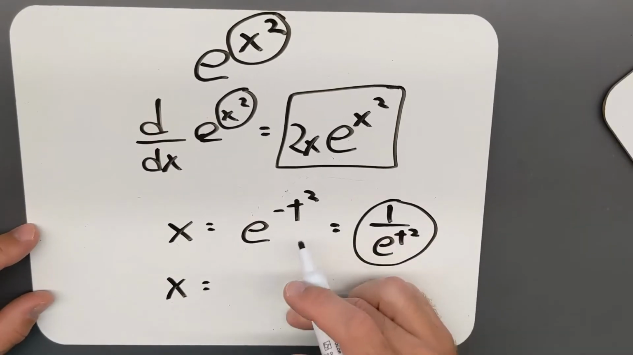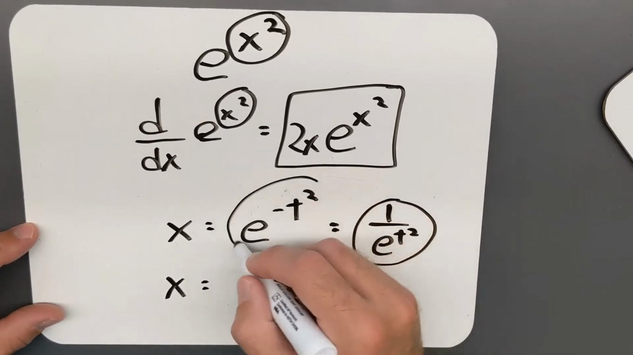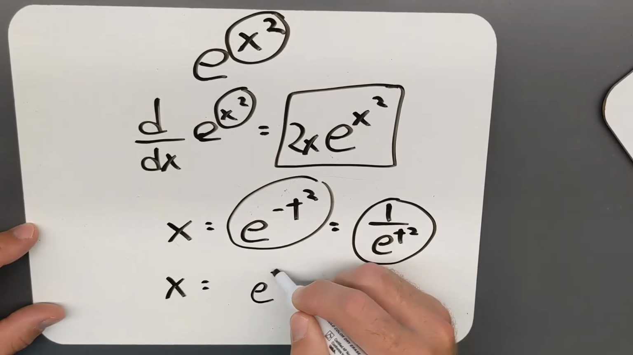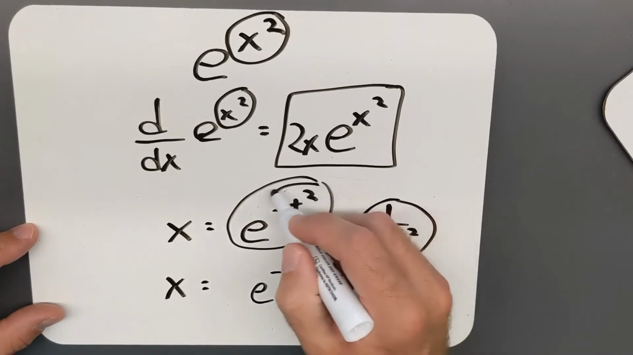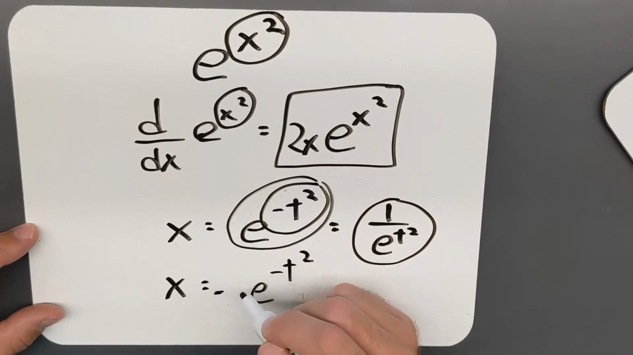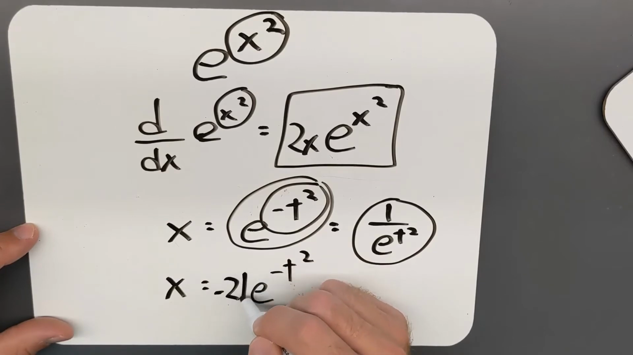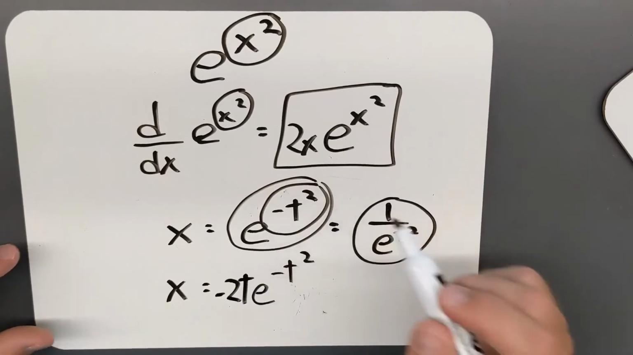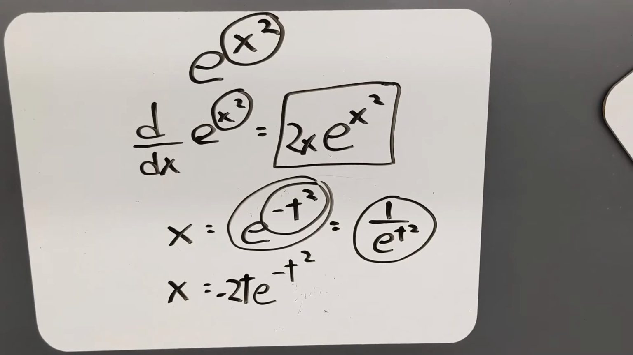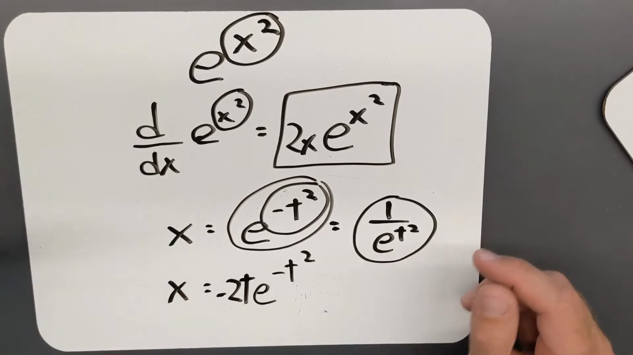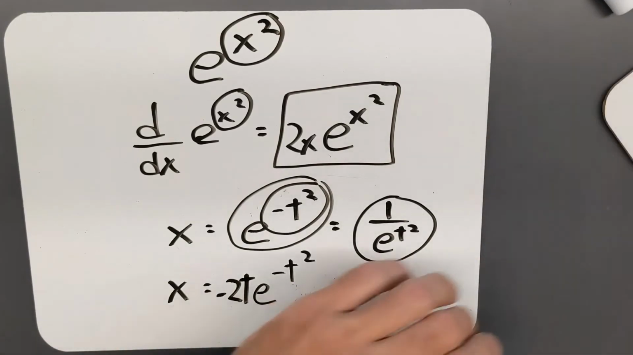So now we're taking the derivative of this. That stays, copy that down, and we take the derivative of the exponent, which is negative 2t. And we got it. And there we go. So now let's do one more.